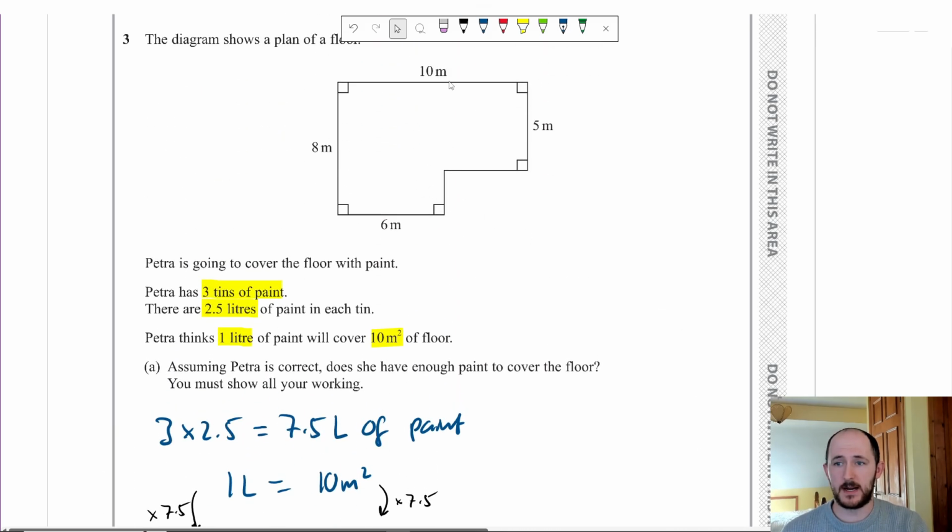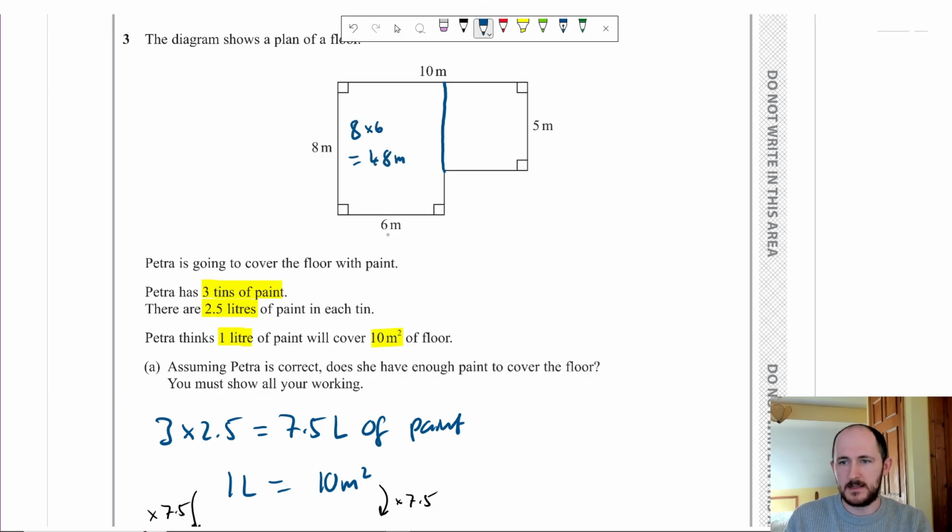We now need to work out what is the area of the actual thing she's painting. Now, here, if we look at this, we don't know how to work out the area of this kind of shape because it's an irregular shape, right? It's not a normal one. It's not one of the ones we know. It's a compound shape. So what I would do is I'd cut it into 2 rectangles. So the first one is this. We have 8 times 6, which is nice and easy. So 8 times 6, which is of course 48 square meters.